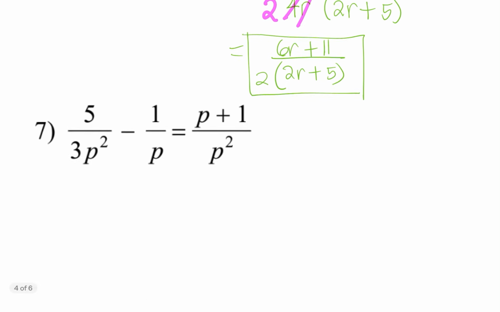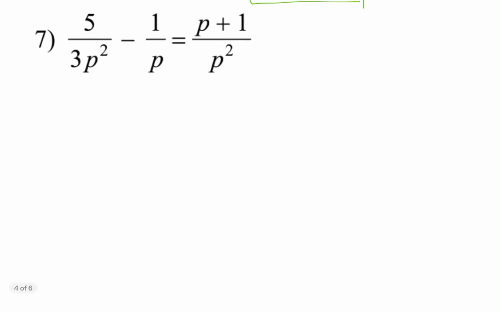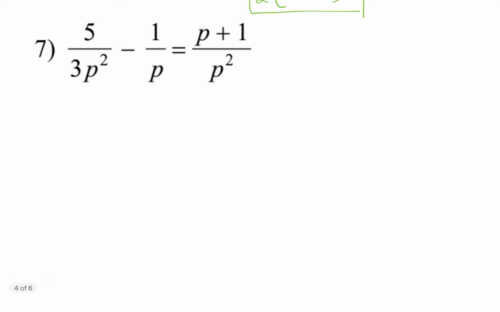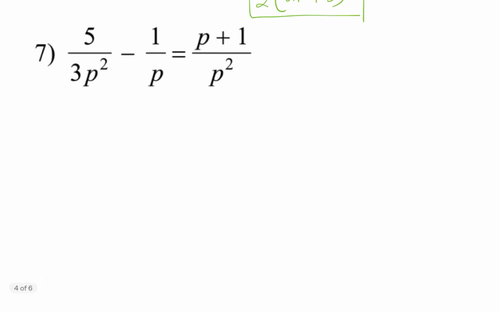Let's try another problem. This time we are solving an equation. So how do we solve this equation? First thing is we are going to make the denominators the same on the left-hand side of the equation. So first I will try and make the p into 3p squared. How do I do that? I am going to multiply this times 3p. When I multiply that to 3p, that will give me 3p squared, which will make the denominators the same.